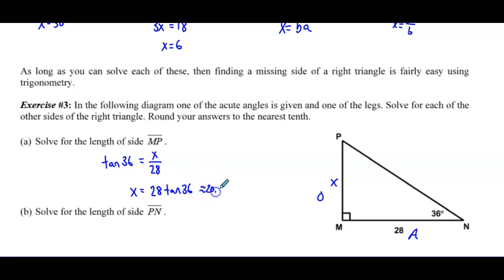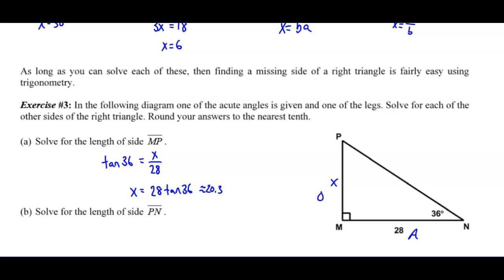Oops, 20.3. Yeah, so if you just take a second to type that, make sure that coefficient's in front. Because if you type tangent 36 first, you then have to make sure you close the parentheses on the 36 before times 28, and that sometimes gets messed up. So write the coefficient first, then put tangent 36, and you should get 20.3.